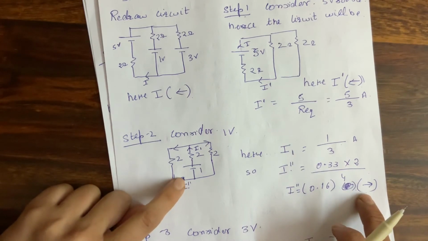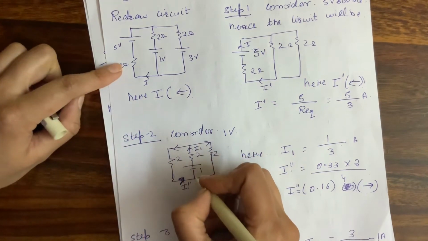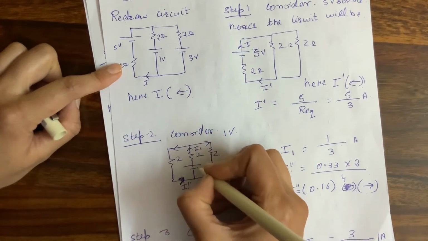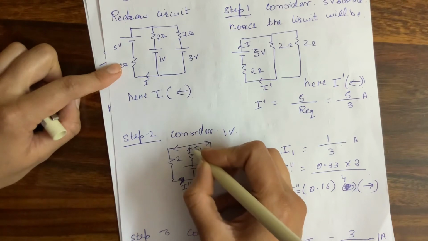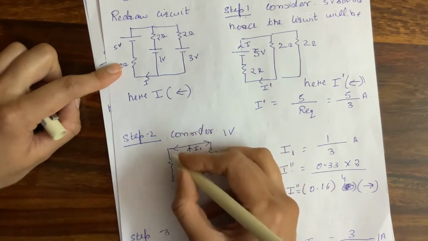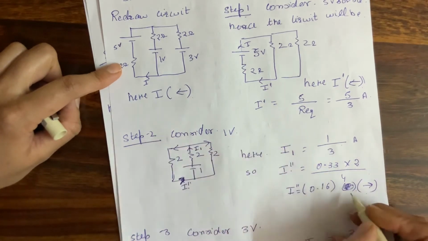Why have I taken this direction? It is important to note it down. I have taken this direction because of this source. The main current is dividing into two other limbs. That's why I have taken this direction as positive.